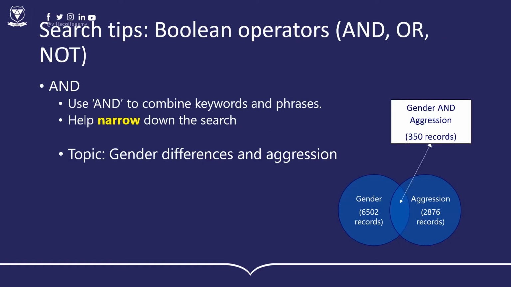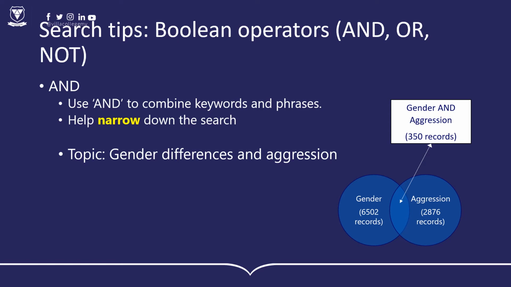Boolean operators can be used with most of the databases. Boolean operators consist of and, or, and not. And is used to combine keywords and phrases. You are telling the database to give you records which include both of the keywords or phrases. This means you are narrowing down your search results, and you will retrieve articles with both keywords or phrases used.